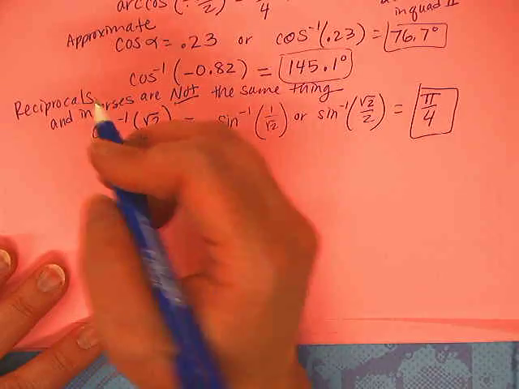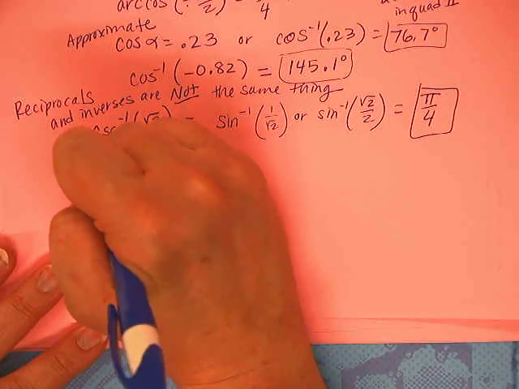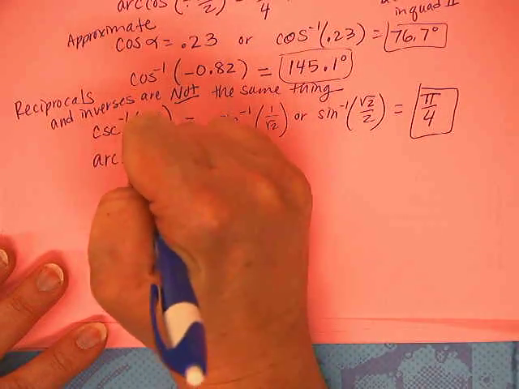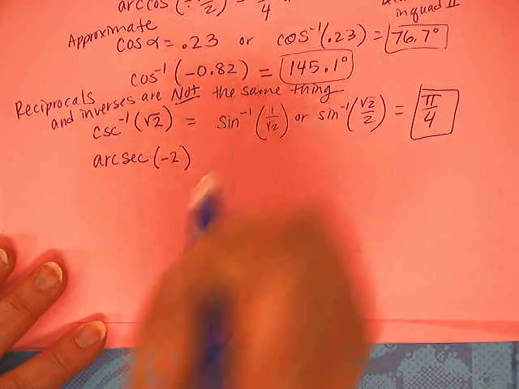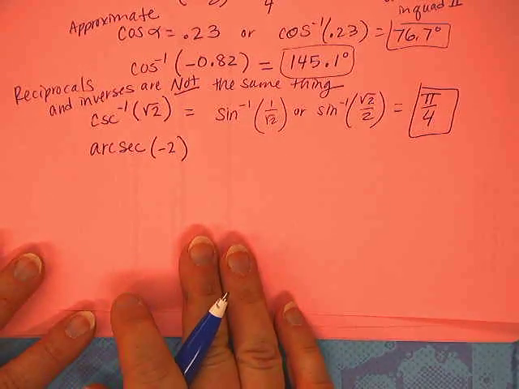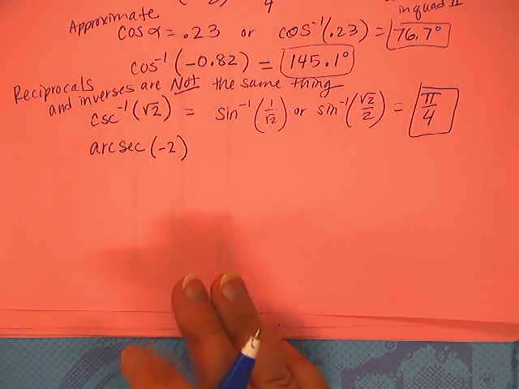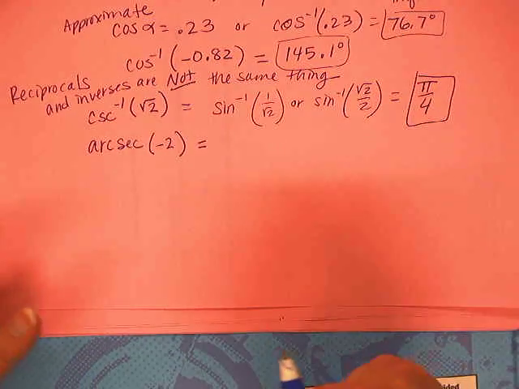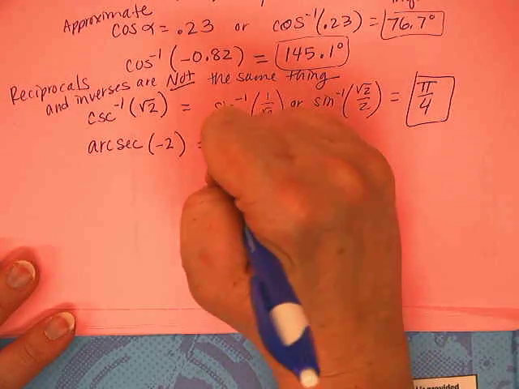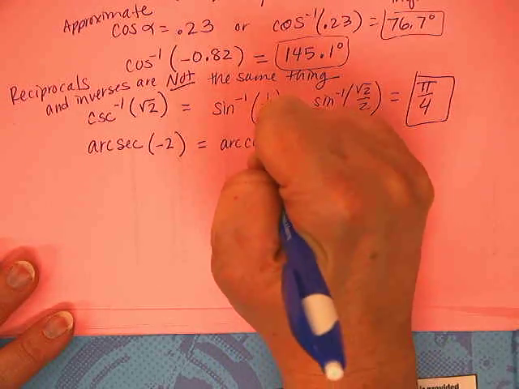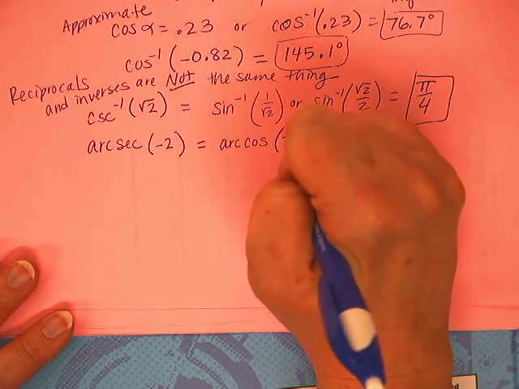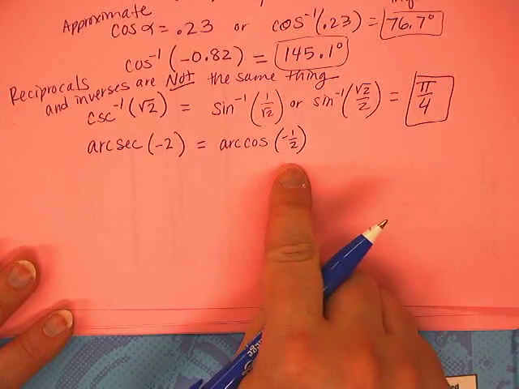Okay. Let's do arcsecant of negative 2. Instead of memorizing the chart for secant and cosecant, just go ahead and do reciprocals. So how do I turn that around? It would be the arc cosine of negative 1/2.